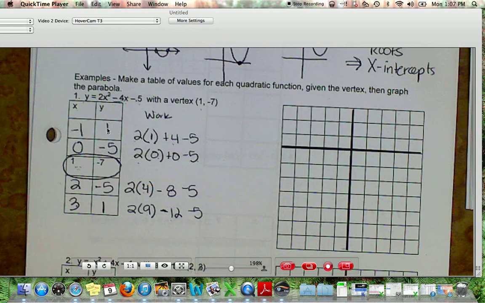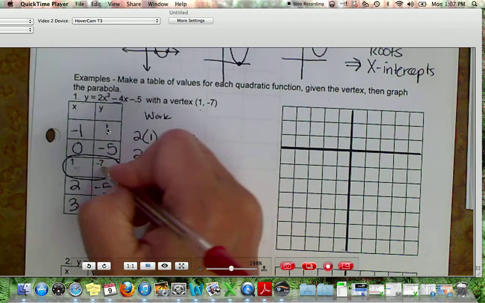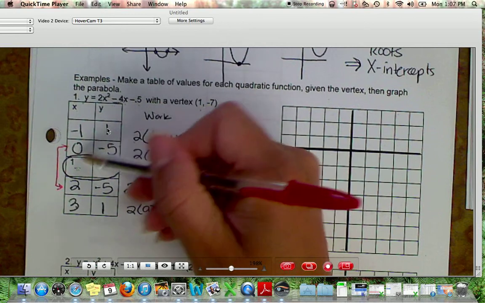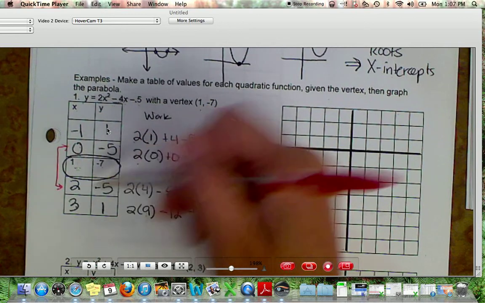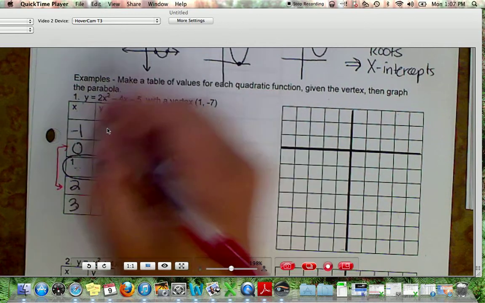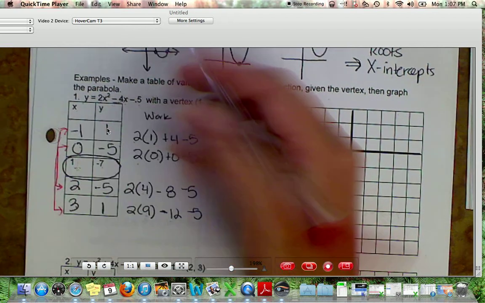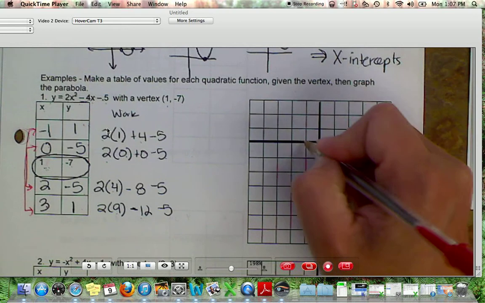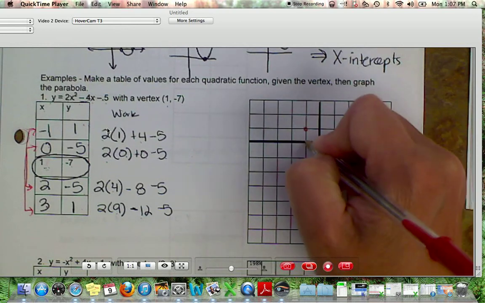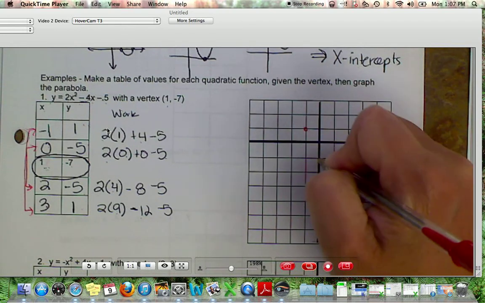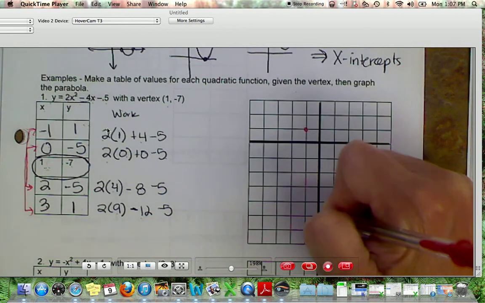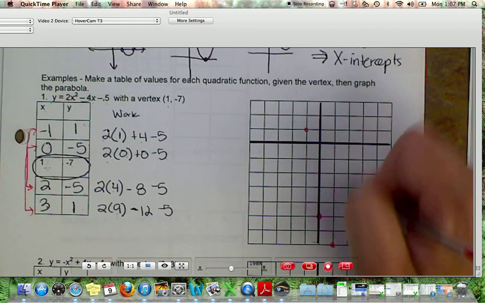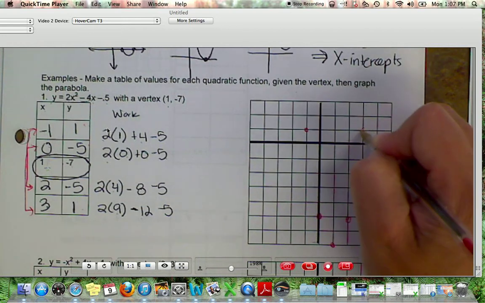You should recognize the pattern here. The vertex is in the center, and the points going up and down from it are equal distance, so these are both going to be -5, and then these two also pair up at 1. So let's graph it: (-1, 1), (0, -5), (1, -7), (2, -5), (3, 1).